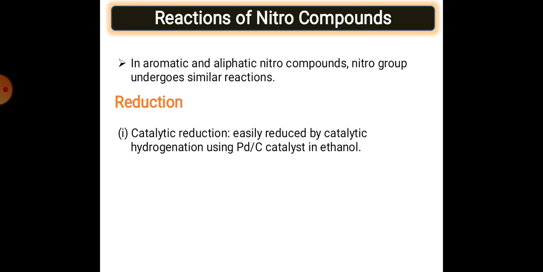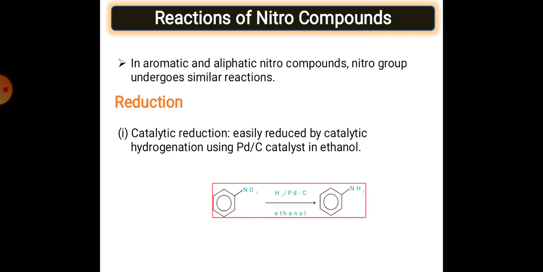A catalytic reduction is nothing but the reduction in the presence of a catalyst. And catalysts are nothing but the what? We are particularly using the d-block series. We have palladium in the presence of carbon. Carbon is a support, and in ethanol. So hydrogenation is the process.